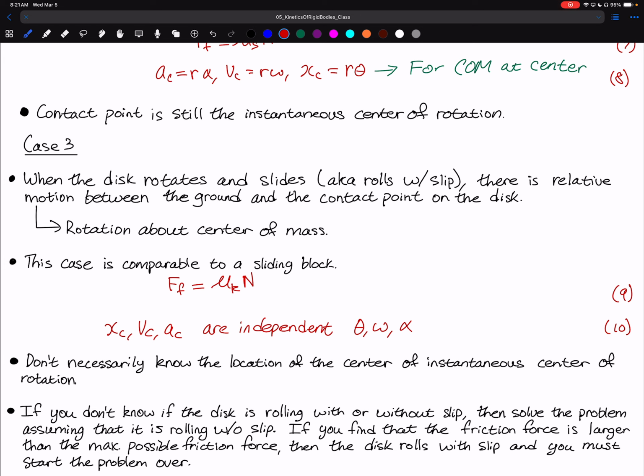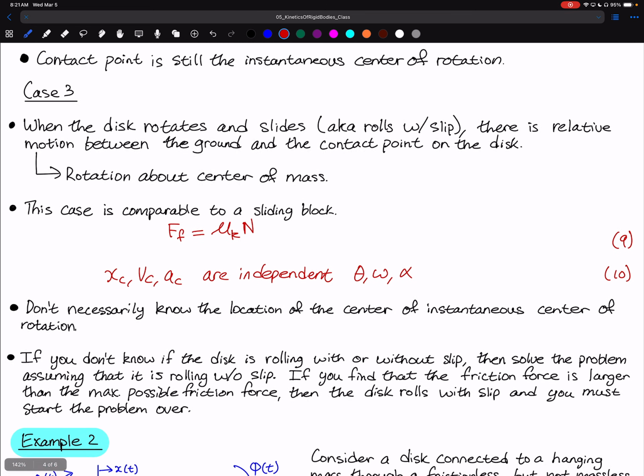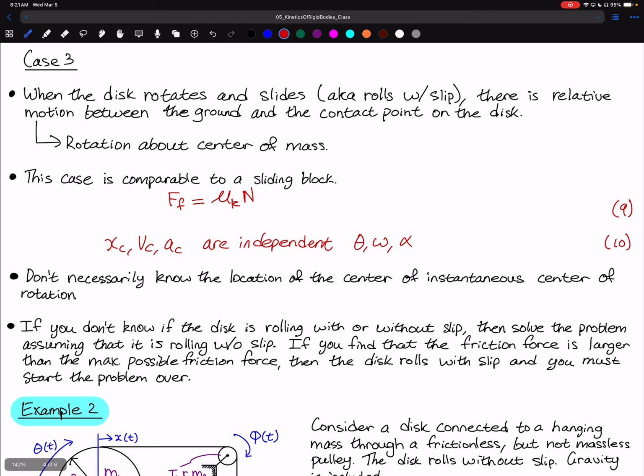Rolling is really a constraint that applies to the system that relates the translation to the rotation of the system. It's a kinematic constraint. When you have rolling with slip, they're independent of each other, and you end up with two equations of motion, one for the rotation and one for the translation. As a result, we don't necessarily know where the instantaneous center of rotation is.